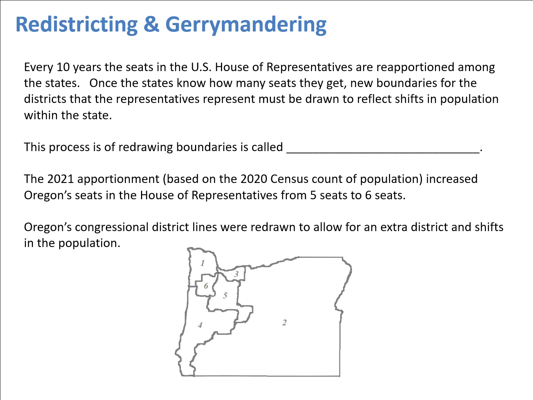In our last section, we'll talk about redistricting and gerrymandering. Now, every 10 years, the seats in the U.S. House of Representatives are reapportioned among the states based on population. Once the states know how many seats they get, new boundaries for the districts that the representatives represent in the state must be drawn to reflect shifts in population within that state. This process of redrawing boundaries is called redistricting.